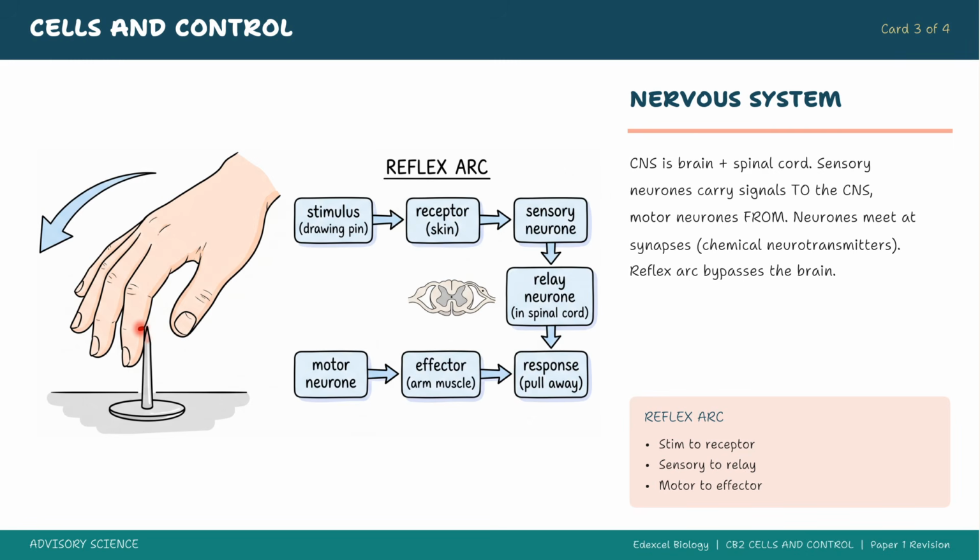Remember, sensory goes in, motor goes out.